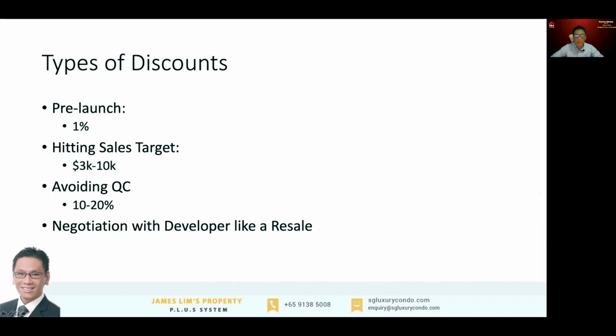Lastly, this is something that is happening right now in the market that is actually unforeseen. Honestly, in my 7 years in the industry, I have not seen this happening before, and I have 2 examples that happened this year, where the developer will behave like a resale seller and will start to negotiate with you.